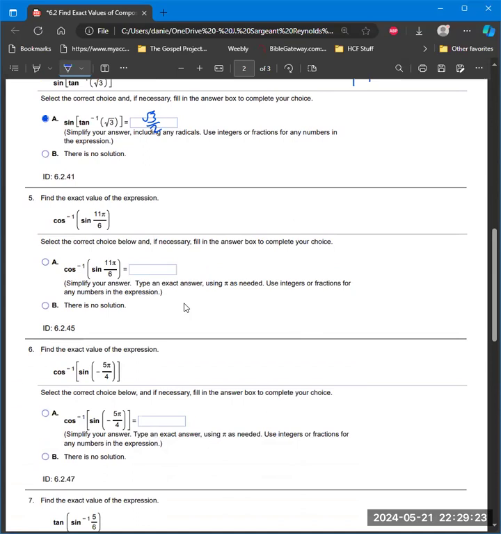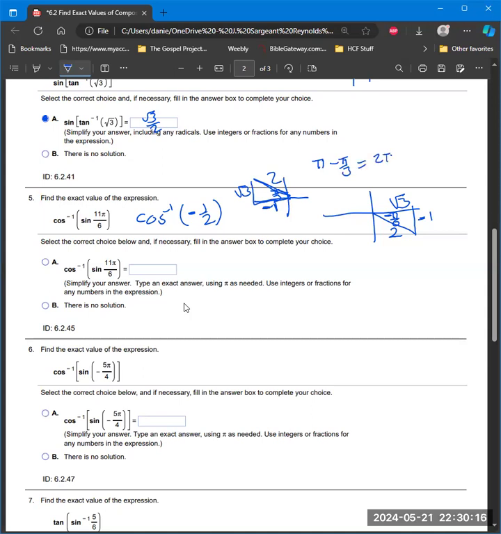11 pi over 6, that's almost 2 pi. So we're down here in quadrant 4. Reference angle negative pi over 6, and this is going to be a -1, a positive √3, and a 2. So this is the same thing as arc cosine of -1/2. Well, inverse cosine for a negative value is going to have to return an angle in quadrant 2. So I need to draw it like this: -1, 2, √3. This reference angle here needs to be pi over 3. So this is going to be pi minus pi over 3, which is 2 pi over 3.